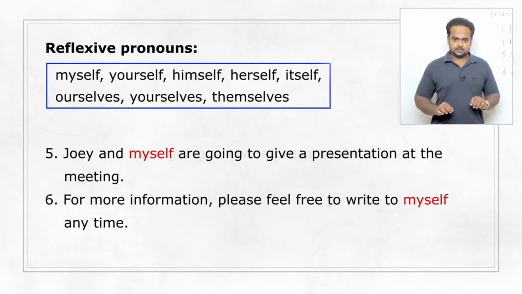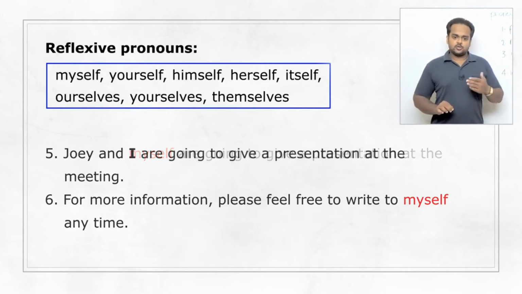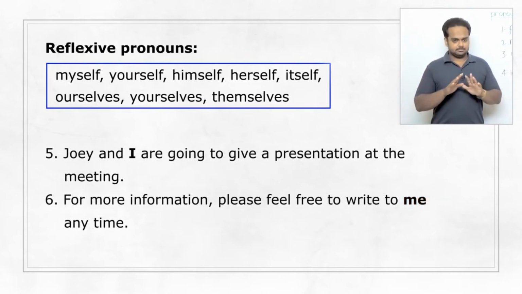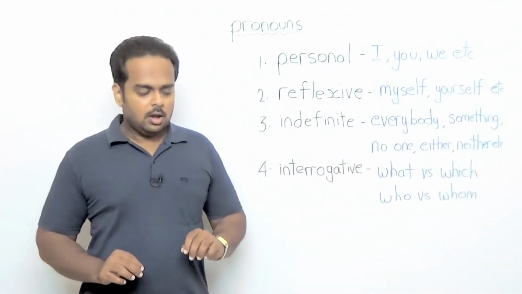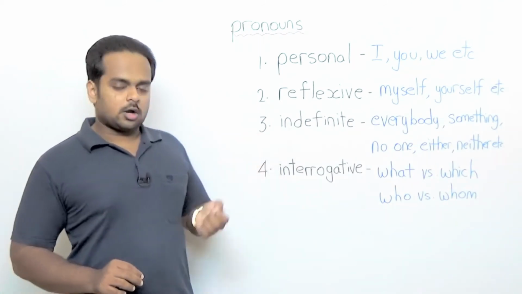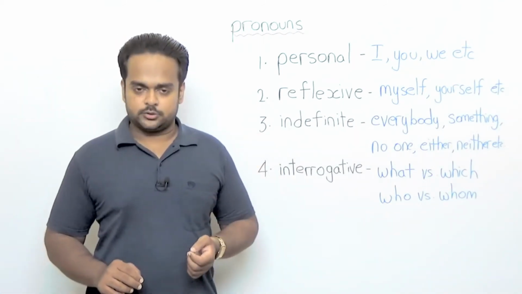So in the first sentence, you have to say, Joey and I are going to give a presentation at the meeting. And what about in the second sentence? For more information, please feel free to write to me at any time. It's that simple. So remember to only use myself or any reflexive form when the subject and the object are the same. Okay, so let's now move on and talk about indefinite pronouns.